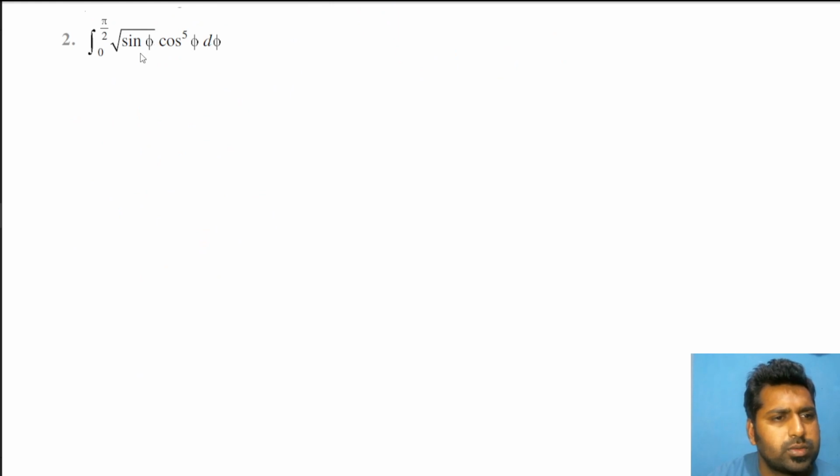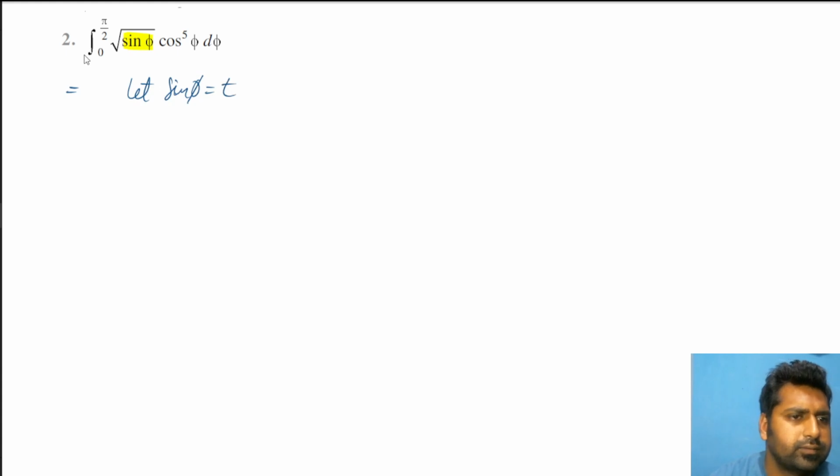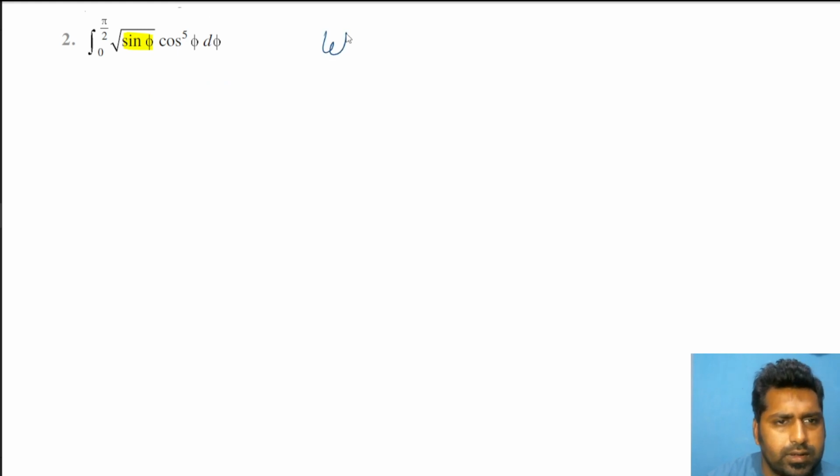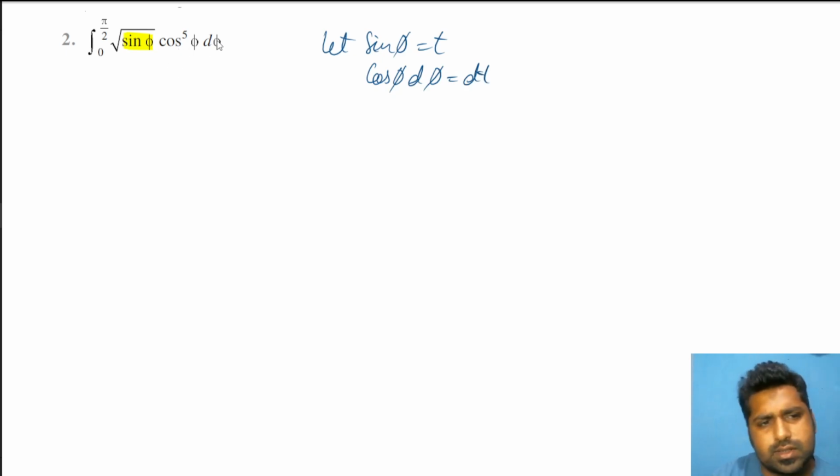Integral from 0 to pi by 2 of square root sine phi cos power 5 phi d phi. For this question, clearly square root sine is there, so inside the square root, let that be t. Let sine phi equal t. Let's write the substitution here. Let sine phi equal t. Then cos phi d phi is equal to dt. So we need one cos with d phi.